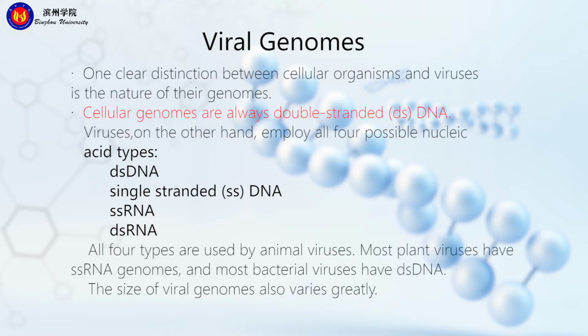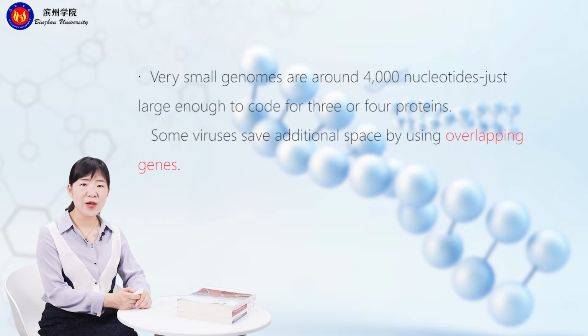All 4 types are used by animal viruses. Most plant viruses have ssRNA genomes, and most bacterial viruses have dsDNA. The size of viral genomes also varies greatly. Very small genomes are around 4,000 nucleotides, just large enough to code for 3 or 4 proteins. Some viruses save additional space by using overlapping genes.